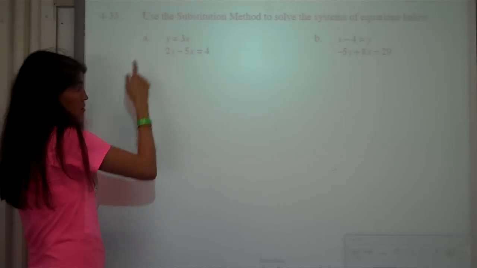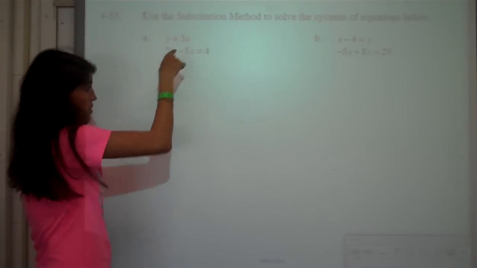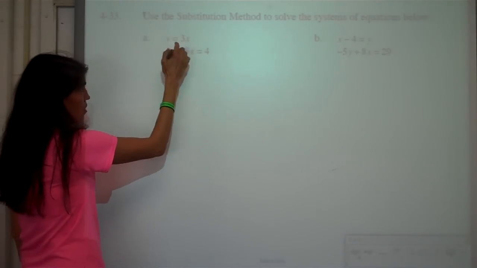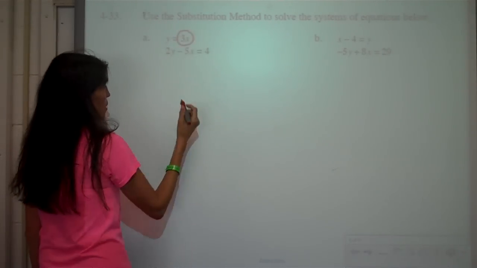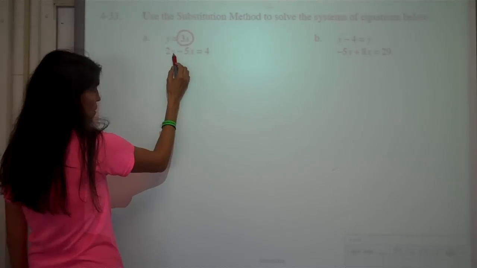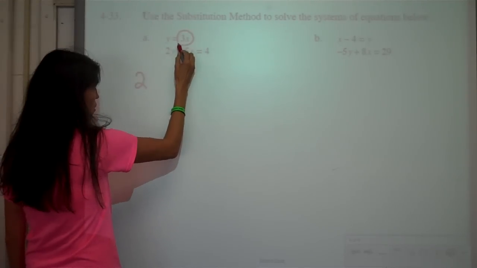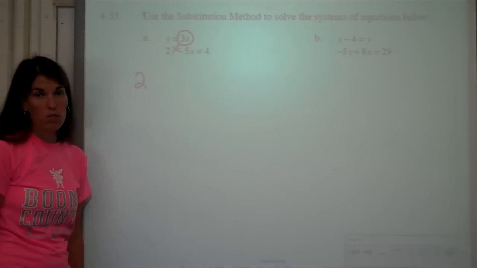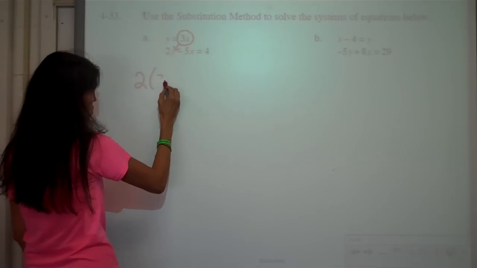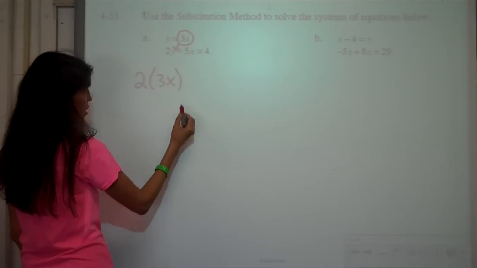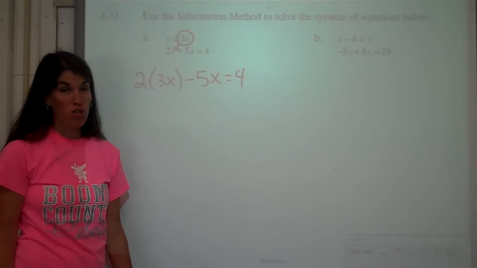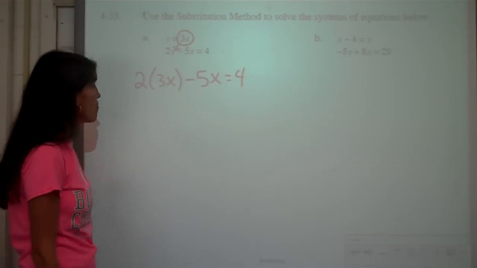Y is me, and 3x is my substitute teacher. If I am not here for some reason, the substitute teacher takes my place. So if I'm not here, my kid is sick, whatever, then I will not be here at school. The substitute teacher will take my place. So instead of 2 times y, it would be 2 times 3x, because the substitute teacher is taking my place. Minus 5x equals 4. You should be writing this down, by the way, and really trying to learn.